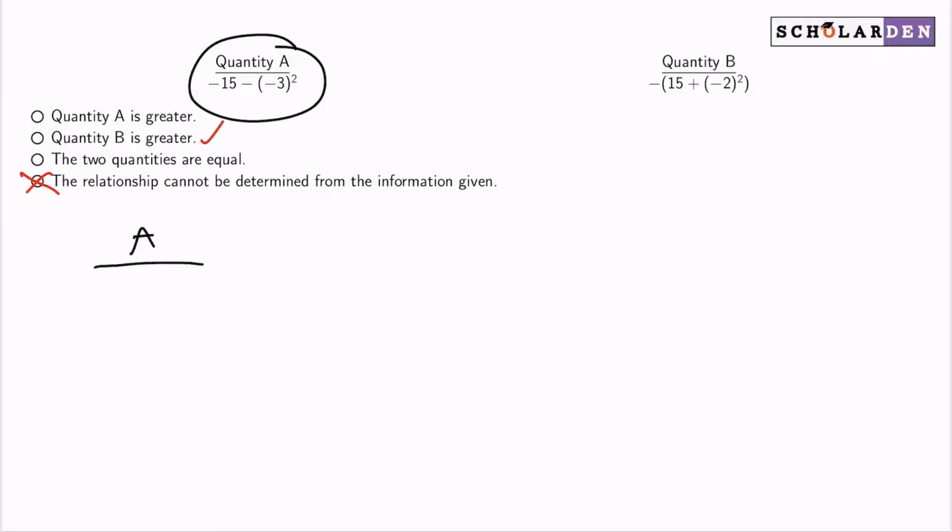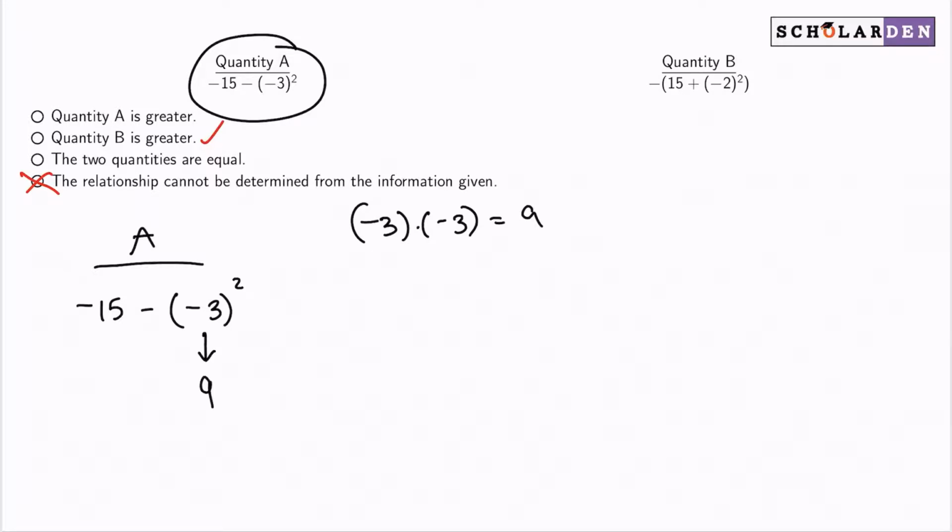So we have negative 15, subtracting, then parentheses negative 3 all squared. So what we want to do here is follow our order of operations. So taking care of the parentheses first. There's nothing to take care of, so we'll move to the exponent. So negative 3 squared would give us a positive 9 because negative multiplied by a negative equals positive 9, because again, something squared is itself being multiplied by itself.